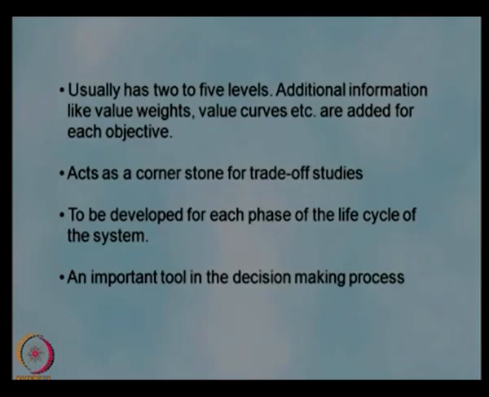It acts as a cornerstone for trade-off studies. As I mentioned earlier, if you want to make some trade-off, they can be used as a cornerstone, and based on this we can decide whether to go for a trade-off or not. This is to be developed for each phase of the life cycle of the system. So that is important, for each phase of the life cycle we develop this kind of objectives hierarchy. This is an important tool in the decision making process, because at a later stage if you want to make some decisions about trade-off or any other decisions under uncertainty, then this will become an important tool for the designer.